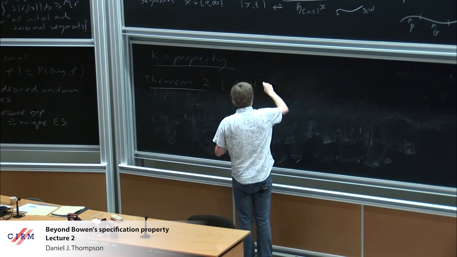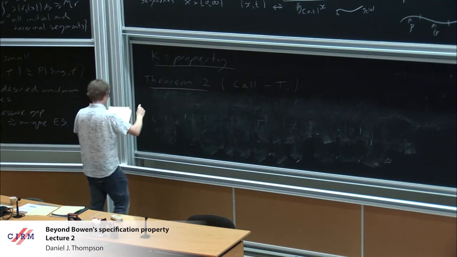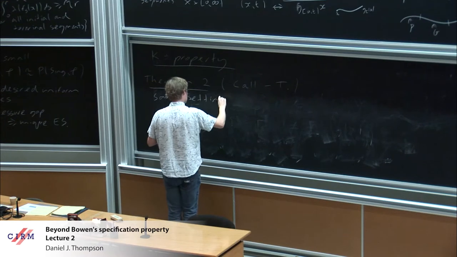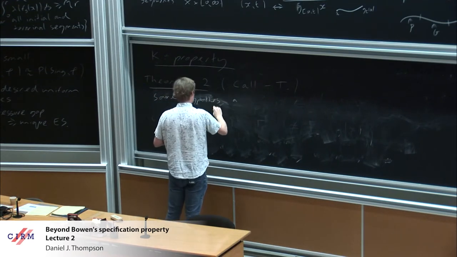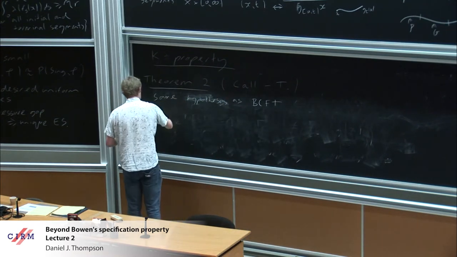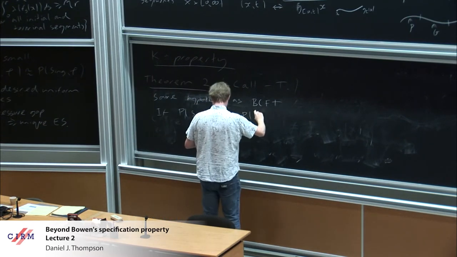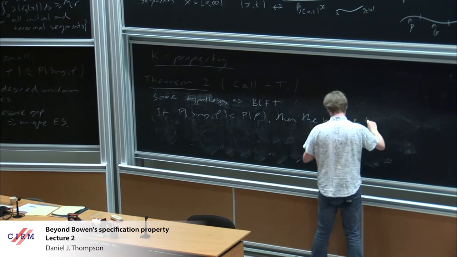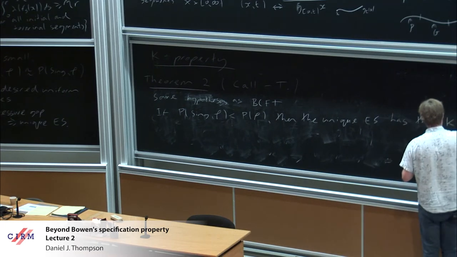What's the result? This is joint work with my student, Ben Call. Same setting as before, same hypotheses as BCFT. Why don't I write out the pressure gap again, just to be emphatic. If we have the pressure gap, then the unique equilibrium state provided by BCFT has the Kolmogorov K property.